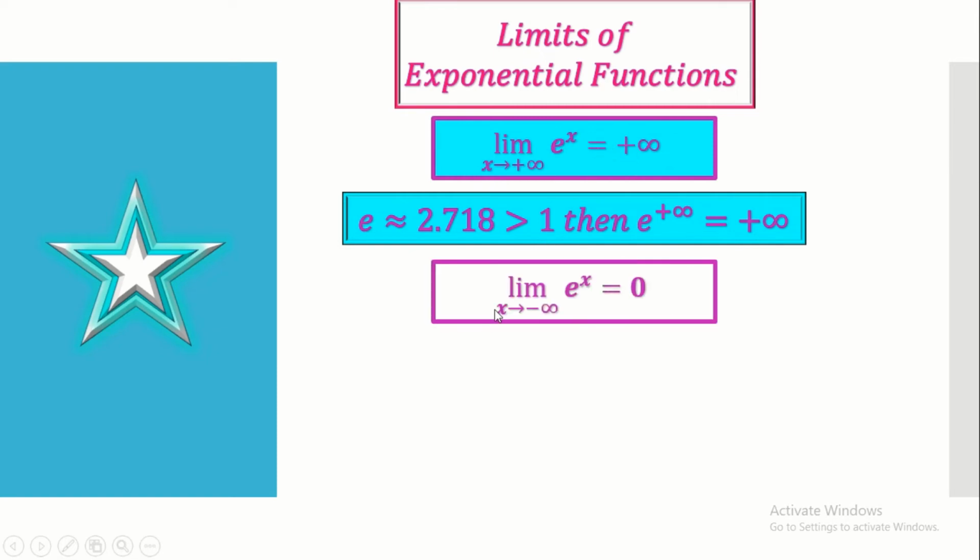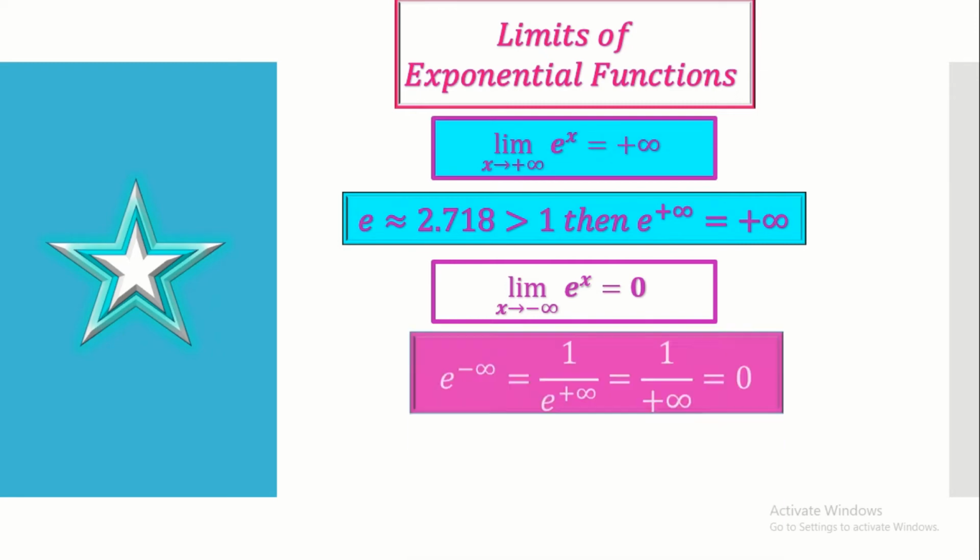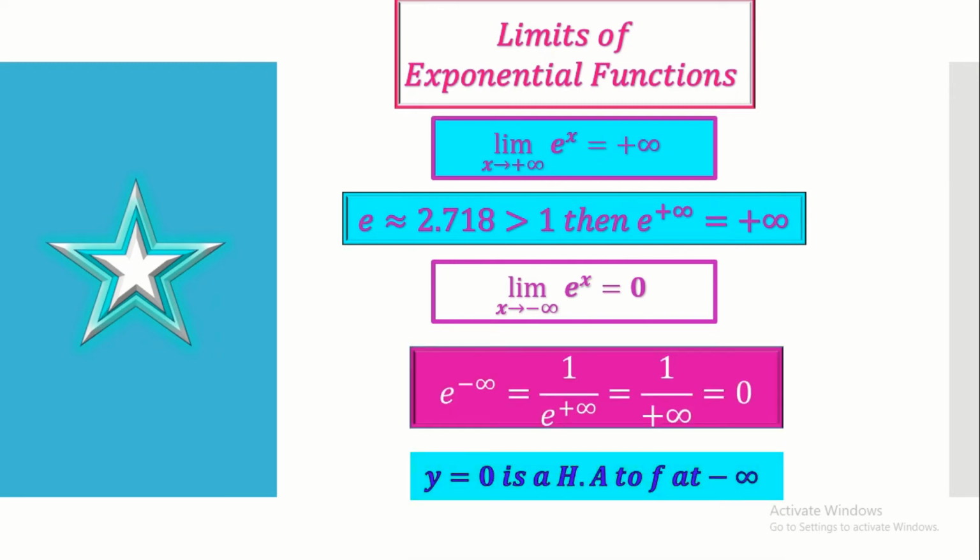Now what about the limit at minus infinity? If you know something, the limit at minus infinity for exponential x will be equal to 0. Why? Actually, exponential minus infinity is equal to 1 over exponential plus infinity. Exponential plus infinity will be plus infinity. When we divide 1 by plus infinity, the answer will be 0. Well, note that the limit as x tends to minus infinity for exponential x is 0. Therefore, we can say that y equals 0 will be a horizontal asymptote to the function exponential x at minus infinity.